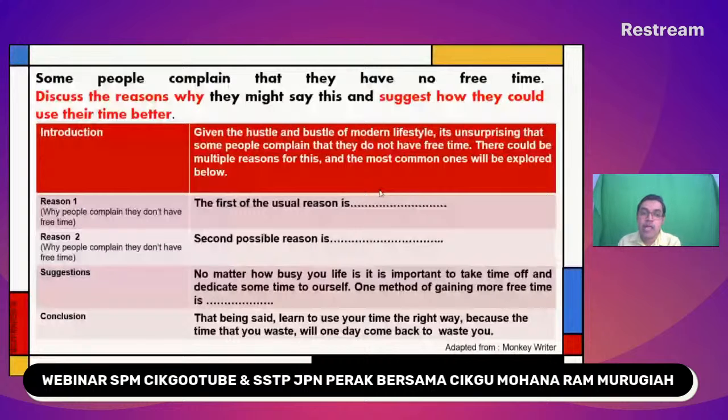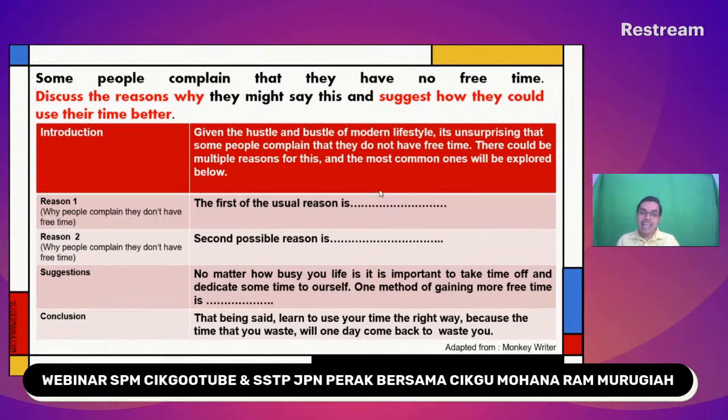Suggestion. Then you have to give a suggestion, because the question says suggest how they could use their time better. No matter how busy your life is, it is important to take time off and dedicate some time to ourselves. One method of gaining more free time is, you see, I gave a signpost, one method of gaining free time. So giving a suggestion, what you can do. Plan your time properly, time management. Keep a diary and set a time for what you need to do at a certain time. So these are the suggestions that you can give.